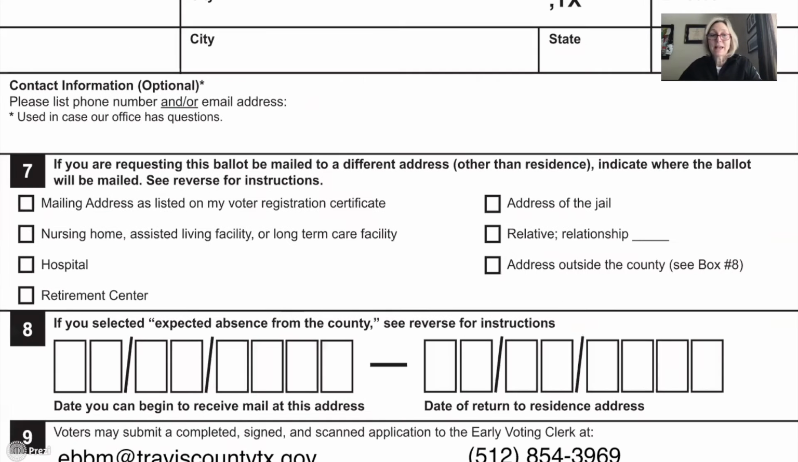Okay, then we go up to 7. 7 is if you're requesting that ballot be sent to a different address, where is it going to be sent? And we're going to want an address outside the county for college students, right? Because they're mostly living here, but they're going to be out of the county. What is their address? That's, again, for us, a P.O. box. For you, it might be something else. If someone else does fall into this category where they have a different address that they're asking for, you must indicate it here.